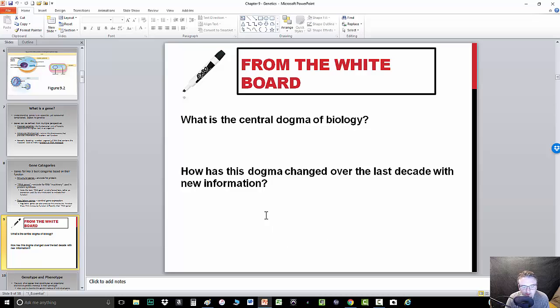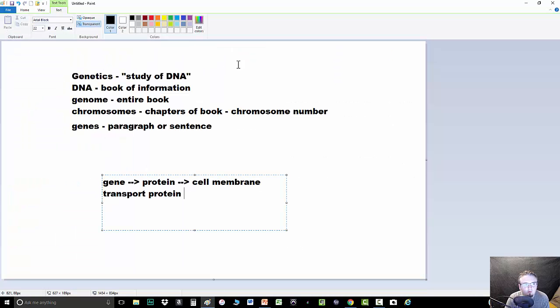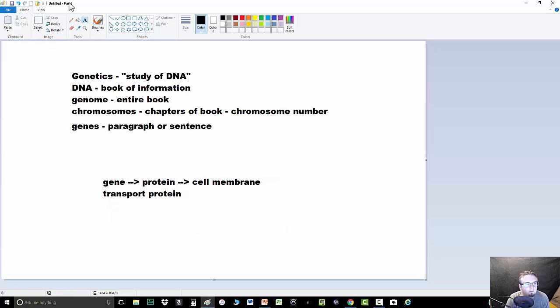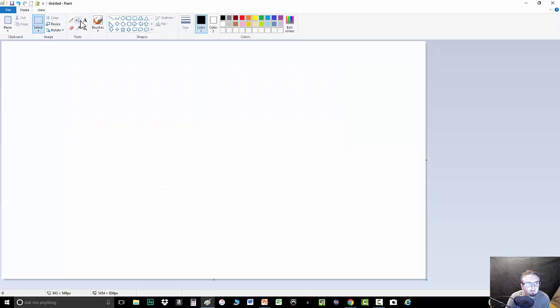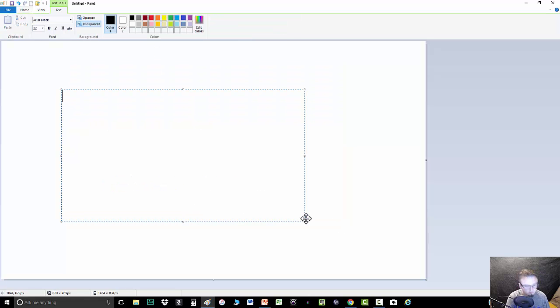Central dogma of biology. So let's go ahead and put that up here. I know we've talked about that, and hopefully you remember. And if not, this is a good time to review. But if you do, then you're ahead of the game. But if you recall, the central dogma of biology states that DNA codes for RNA, and RNA codes for protein.